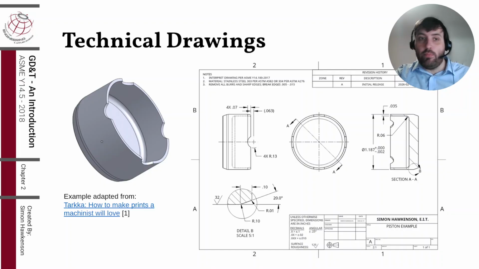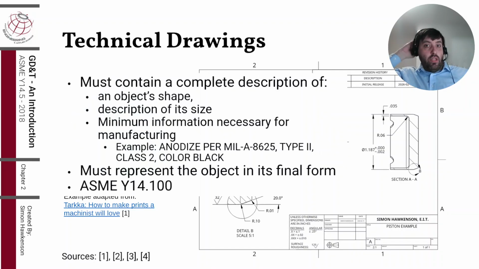Anyways, moving on. So in general, technical drawings must contain a complete description of an object's shape, a full description of its size, and as a reminder, those are two separate things. The shape is more the geometry, and the size is more like the scale of the geometry. And it must contain all information that may be necessary for manufacturing. To be clear, that does not mean you want to specify entirely how you expect the part to be manufactured. In fact, it's best to leave how a part is manufactured to the shop.